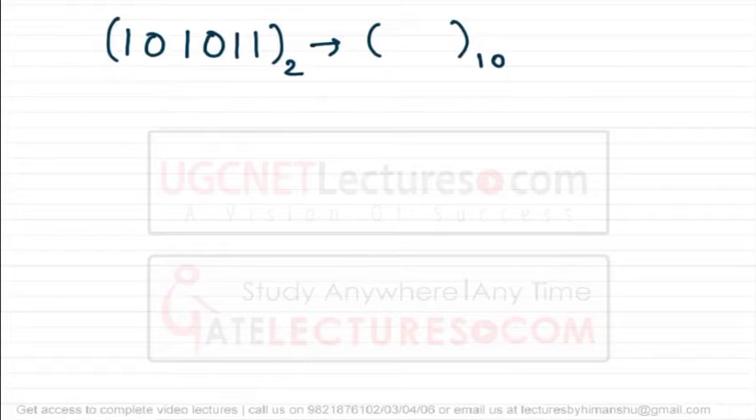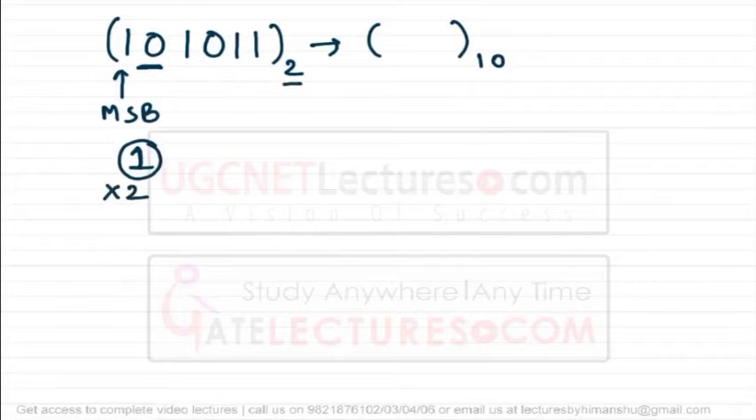What does the shortcut say? You start with the MSB. This is the MSB. What is the face value of the MSB here? Face value is 1. So you've got 1 now. What is the next bit? You have to append 0. To append 0, I multiply this 1 with the base, I multiply it with 2. So the value becomes 2 and you've appended 0. So you add 0. So the value for these two bits is 2.